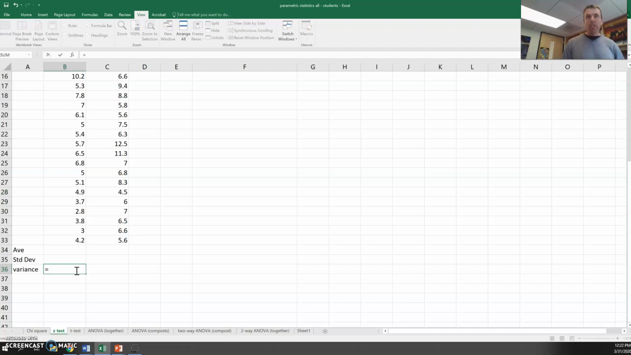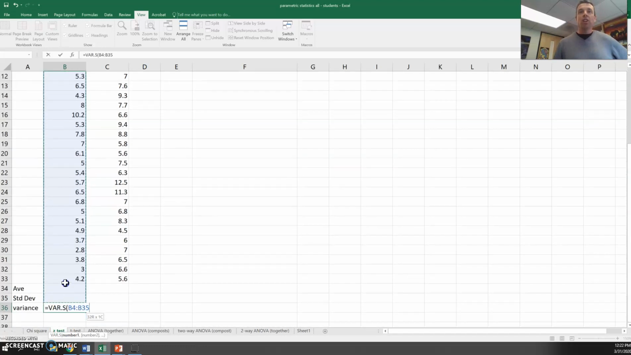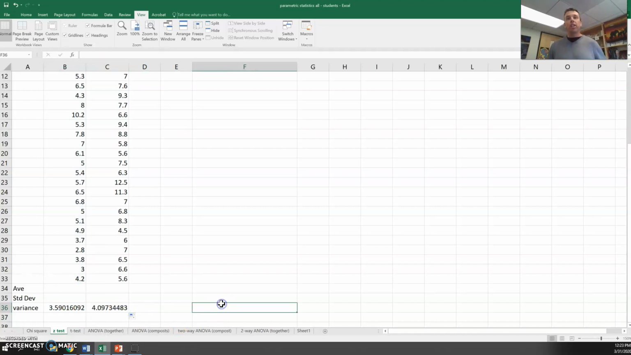So simply type equals variance, and just like standard deviation, we don't have the whole population, so it has to be variance S of sample. And so I'm just going to get the variance of this whole set of data here. And then I have the variance of my other set of data as well.